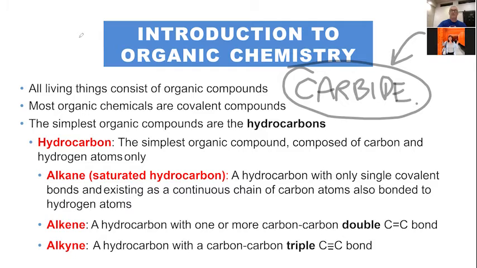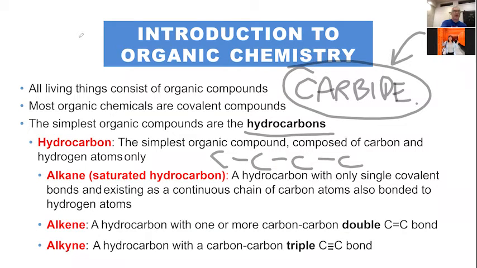So, but they're very, very rare. Most of the chemicals that we'll be dealing with are covalent, polar and non-polar. So the simplest ones are the hydrocarbons. As I mentioned, they just have carbon and hydrogen. That's it. And so the backbone of these molecules will be carbons linked together, then with hydrogens attached, making up the rest of the bonds.